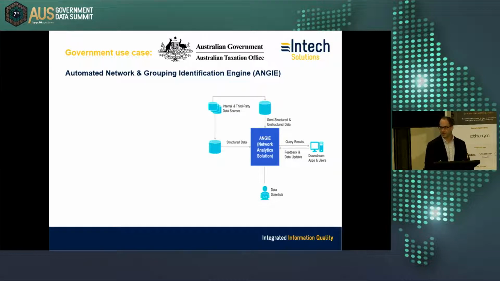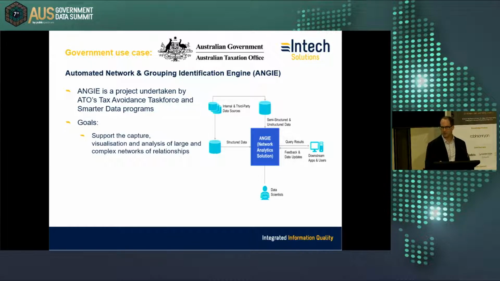Automated Network Grouping Identification Engine. ANGI is the acronym at ATO. So ANGI is a project undertaken by the ATO's Tax Avoidance Task Force together with the Smarter Data Program, which are two separate streams of work within the ATO.